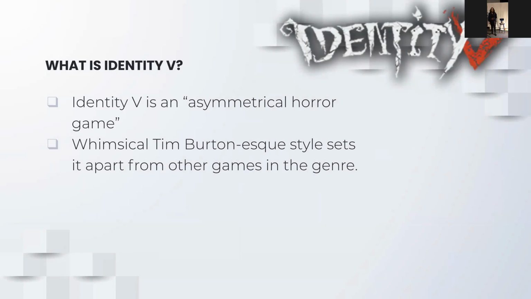So for a bit of background, Identity 5 is what's called an asymmetrical horror game, which basically just means that there are two sides. One side has one person who's trying to kill four other people. The character in question is one of the four people who are trying to escape the arena. Identity 5 itself is set apart from other games in the genre because its style is a lot more whimsical as opposed to gritty, realistic horror.